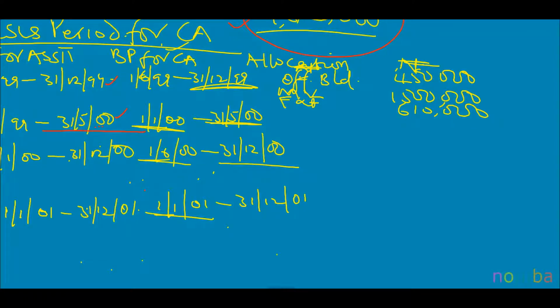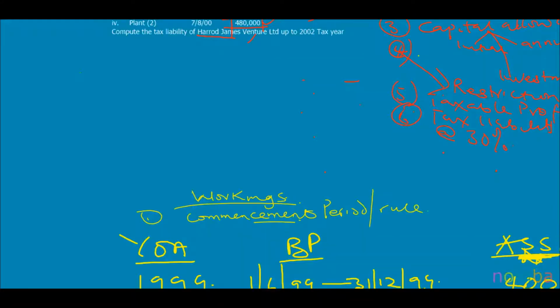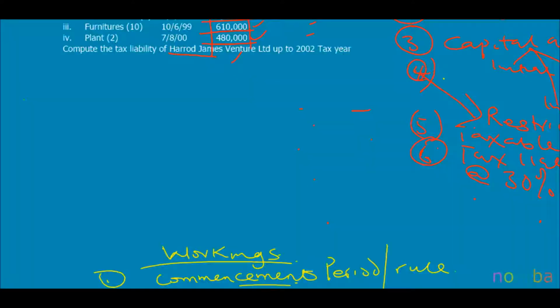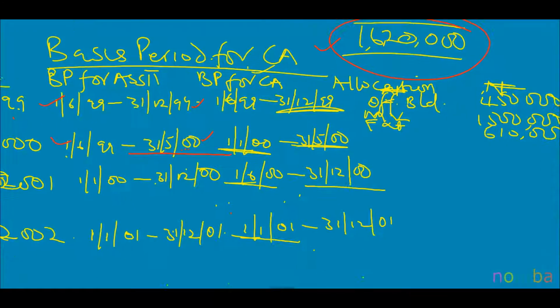We move on. Let's look at the last asset and see which year it fell into. The last asset here is plant. Two of them, that's what it means in bracket, two. 7th of August 2000, 480. It should be somewhere here. That fell in here. 7th August 2000. And what is that? So 480,000.